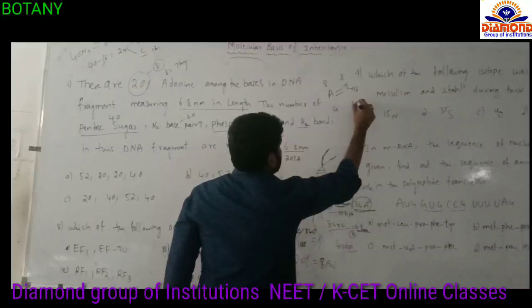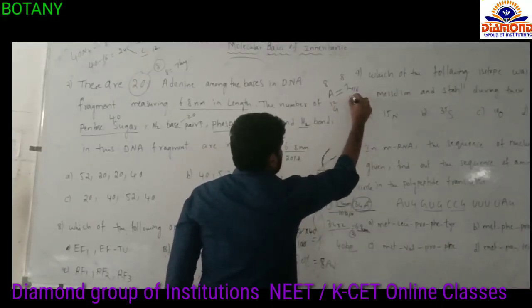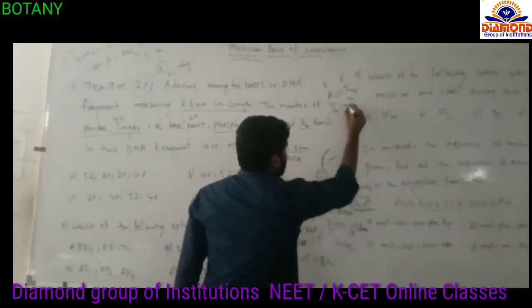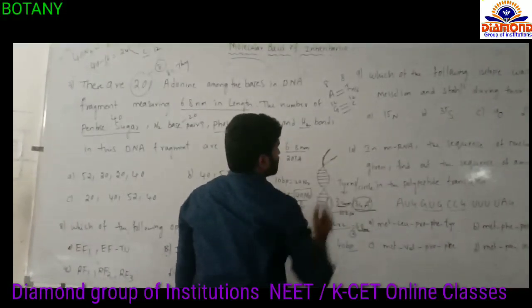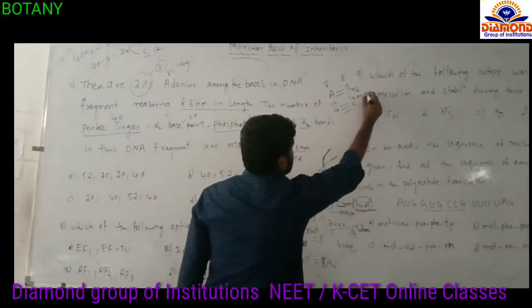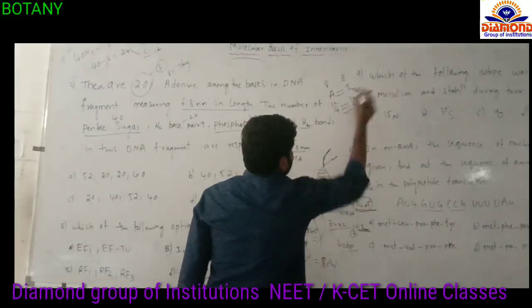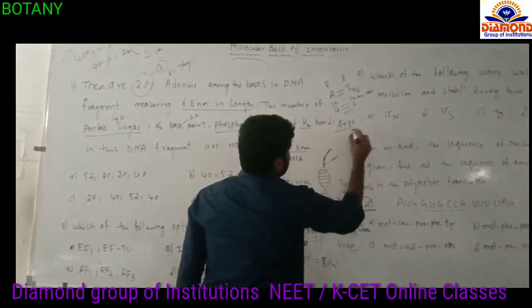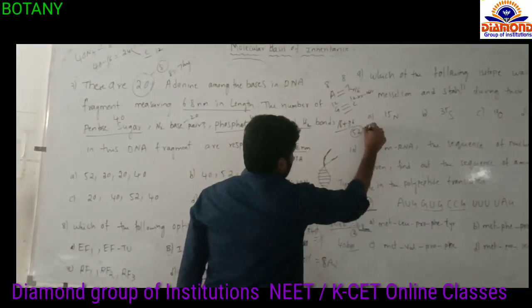And there are 12 guanine molecules and 12 cytosine molecules. Between guanine and cytosine, 3 hydrogen bonds are present. 12 into 3 gives 36, so 36 hydrogen bonds are present. Then 16 plus 36 gives 52 hydrogen bonds present.